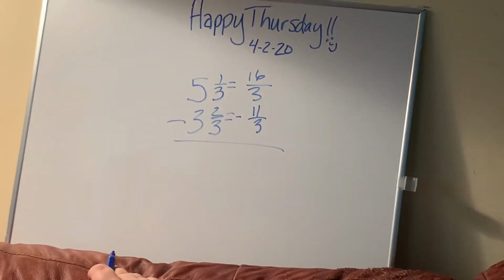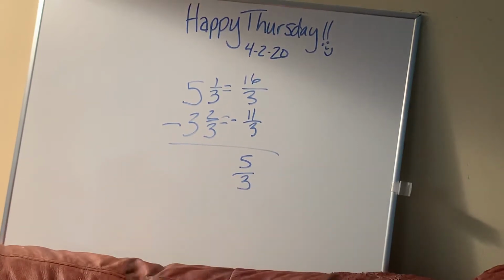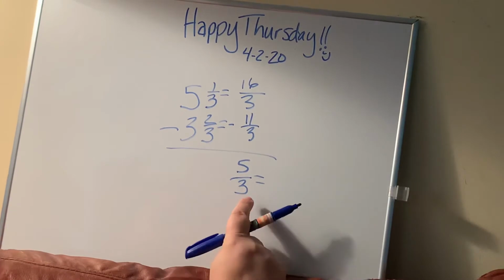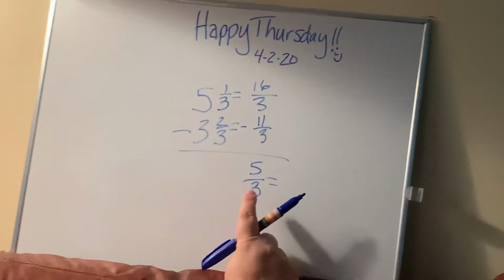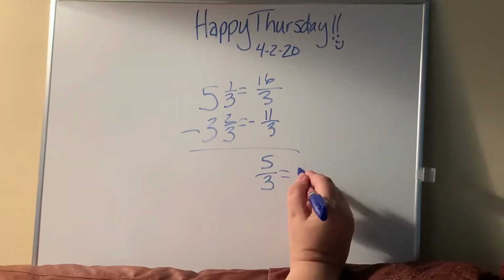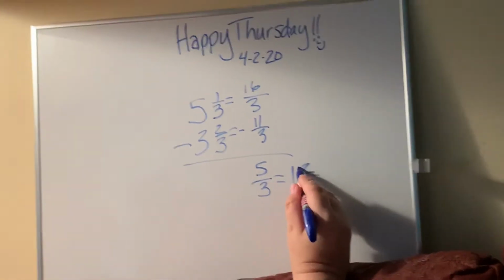And then all you have to do is subtract. 16 minus 11 leaves you with 5 over 3. You cannot leave it like that. This is the step that almost all of you are missing. You cannot leave it like this. You've got to change it back. So how many times will 3 go into 5? It'll go 1 whole time with 2 left over, so we put that back over 3.